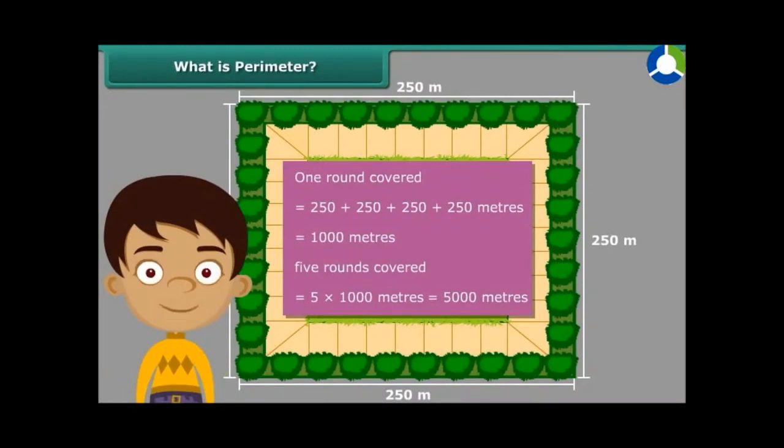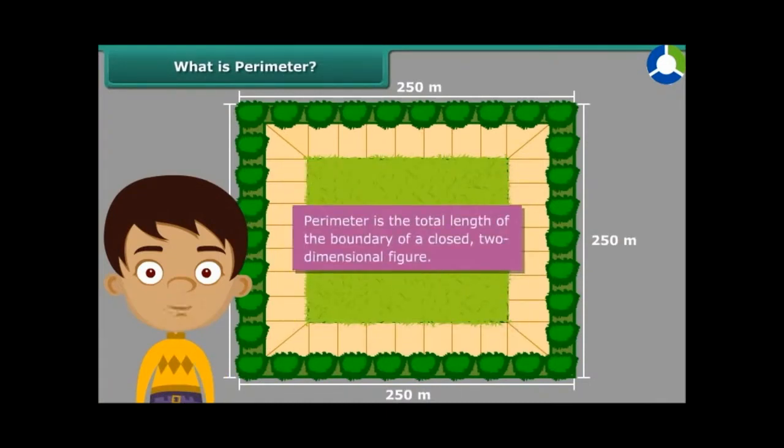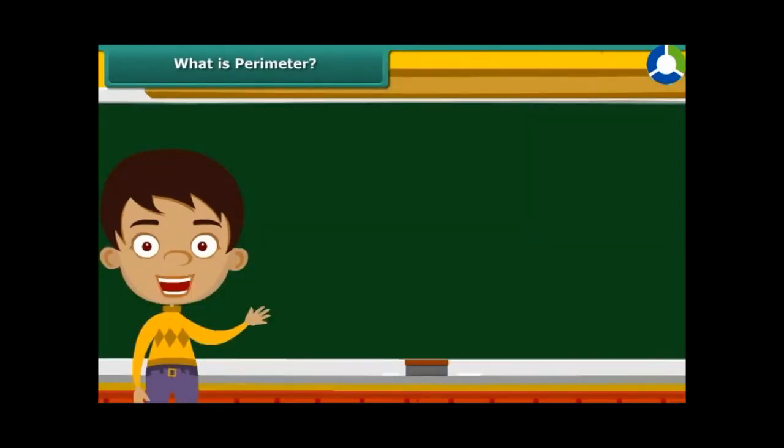In this calculation, we used the concept of perimeter when we worked out the distance you covered in one round. Perimeter is the total length of the boundary of a closed two-dimensional figure. Here is a simple technique of measuring the perimeter of a shape.